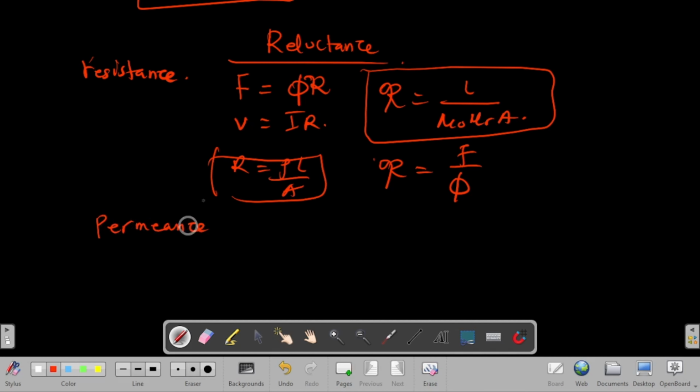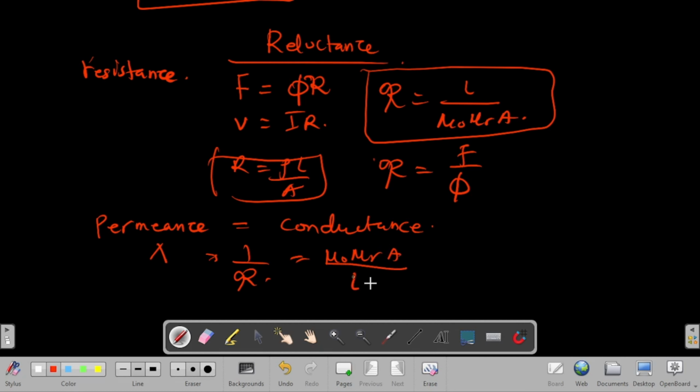Permeance is the opposite of reluctance, and permeance is the same as conductance in our DC and AC circuits. In an electrical circuit, you have conductance, which is the opposite of resistance. Here, the opposite of reluctance is permeance. Take note of that. The symbol of permeance is this, and it's simply equal to 1 over what? Our reluctance. Simple as that. That will become mu naught, mu r, A, all over L.